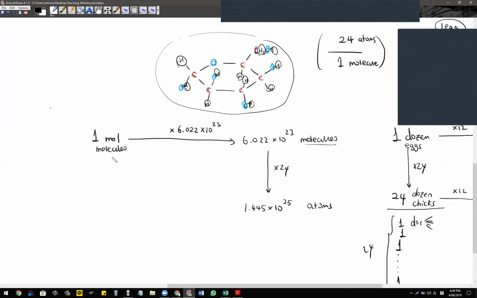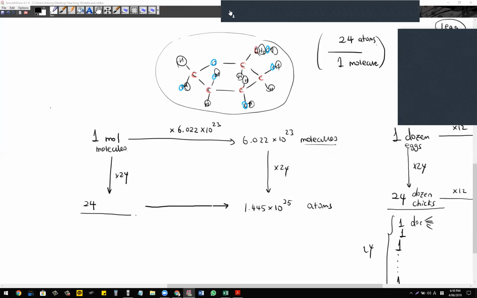Or we can go straight from here to just times by 24. So you have 1 mole of molecules. Can you figure out what this unit is going to be? So we get 24. Of course, 1 times by 24 is 24, right? So what do you think is the unit there? Is it moles of atoms? That's right. That's very good.